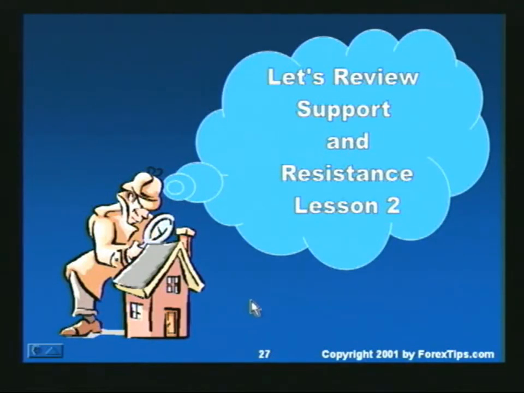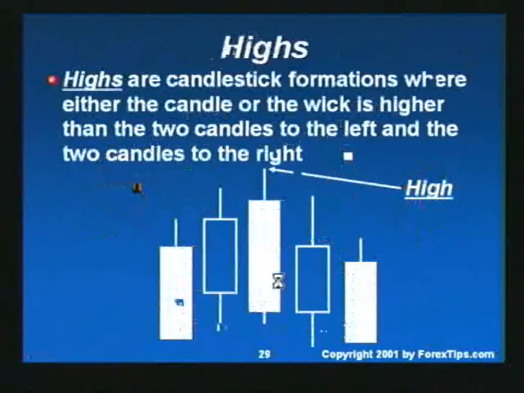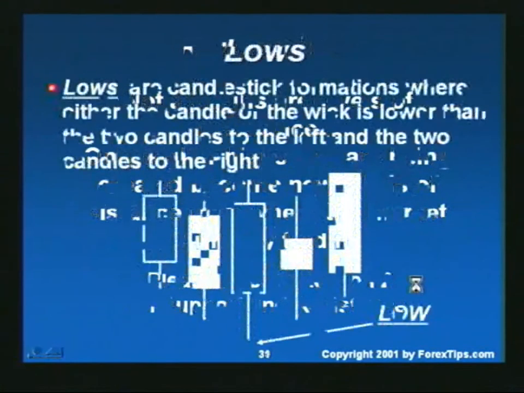In this lesson, as we move forward, I want to do a quick review on support and resistance, which is Lesson 2. We are once again looking at Japanese candlestick charts. A high is established by having two candles to the left that are lower than either the wick or the body high, two candles to the left and two candles to the right that are lower than the wick or body high. Remember, not all highs are levels of resistance. Only higher highs that are being created become new levels of resistance from where the market is currently trading. That is all discussed in Lesson 2.